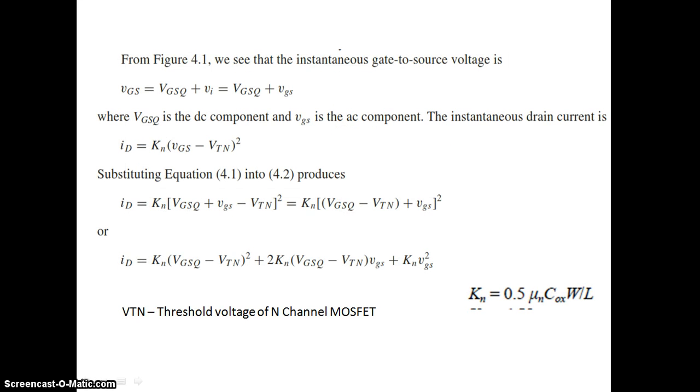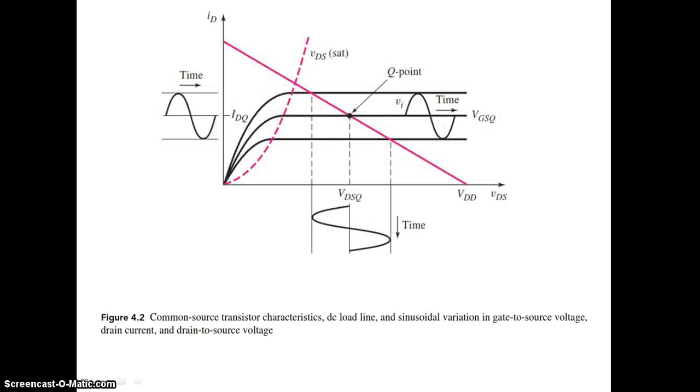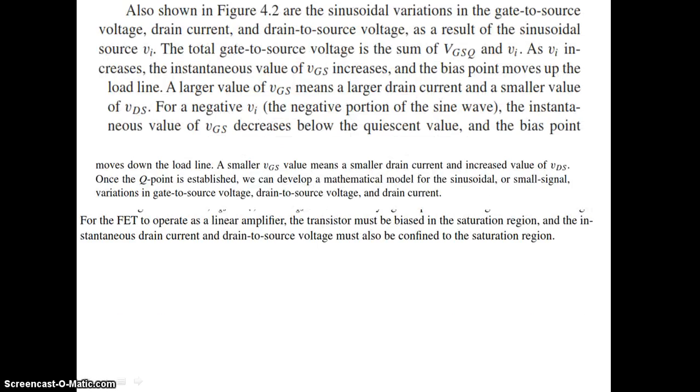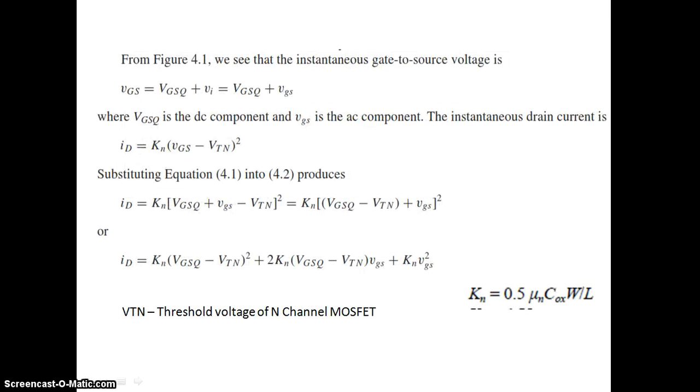So we see from the figure. From this figure we are writing these equations. Keep these figures in mind, and we are writing the expression as VGS equal to VGSQ plus the input voltage VA, where VA is the AC voltage. Okay, and we have another expression for the drain current for the FET.